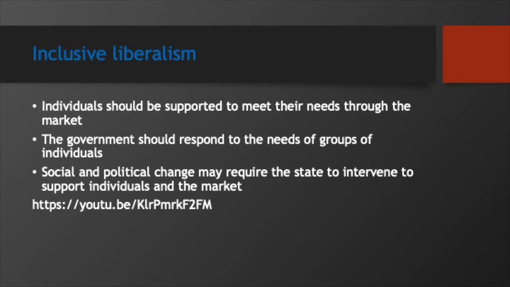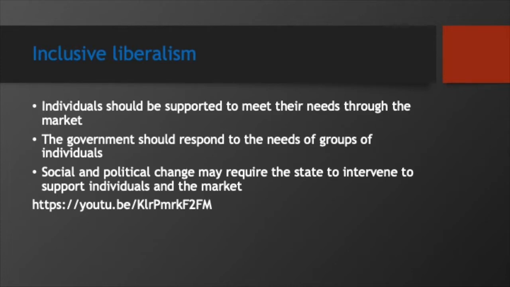While individuals are still understood to need to support themselves through the market, and that the bulk of their needs should be met within the free market, there is an acknowledgement that there might be a need to respond to certain groups of individuals because they have experienced some kind of harm or inequity within the system.